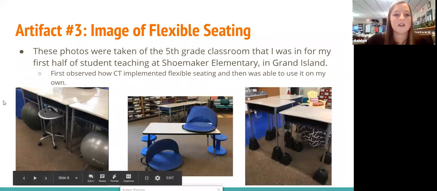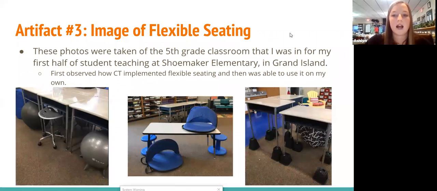And then my last artifact is an image of flexible seating. These photos were taken of the fifth grade that I was in for my first half of student teaching at Shoemaker Elementary in Grand Island. Just by looking at these pictures, you can see some different forms of flexible seating that we were able to offer to the students. And this was something that was new to my CT. She had never used it before, and I had only seen it a couple times, but I really wasn't familiar with it. So I really got to see how flexible seating was run, and how you have to get the students prepared to use it.